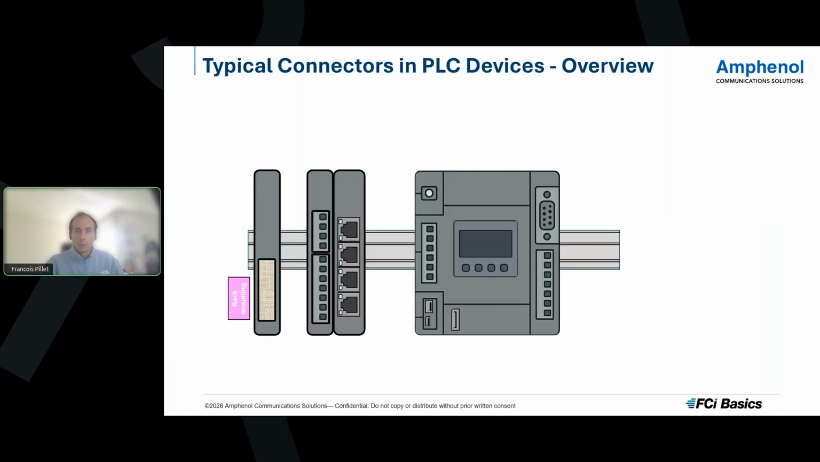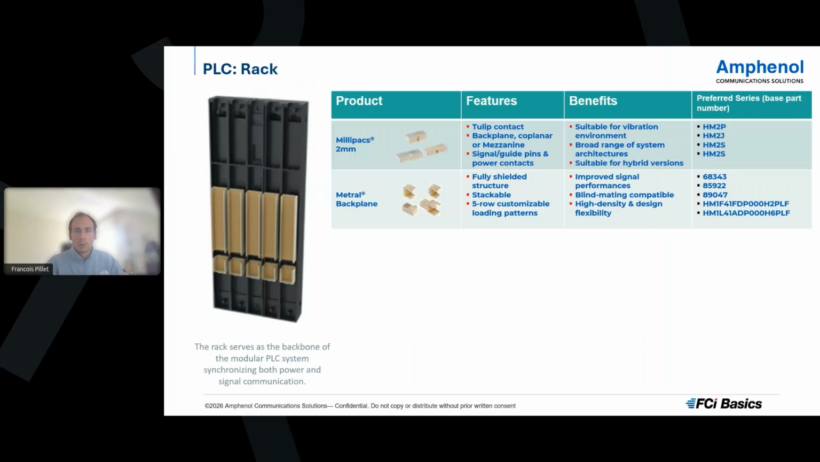The final stage of our teardown concerns the backbone of the PLC structure, which is the rack connectivity. Among our rack connectors, you can find two main series. Millipacs 2mm, whose two-link contact can withstand vibration environment and be adjusted in backplane, coplanar, or mezzanine configuration. Metral, with shielded structure for improved signal performances. It also features a stackable design, which allows blind mating compatibility so that you can design high-density configuration.